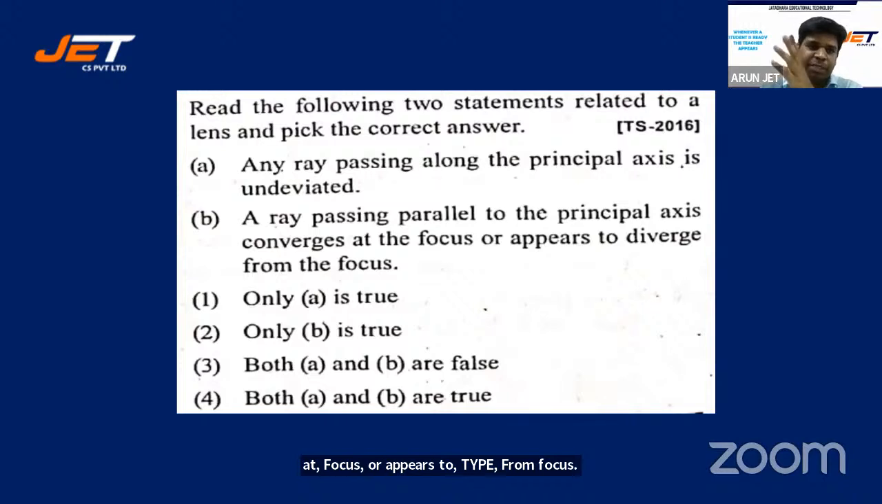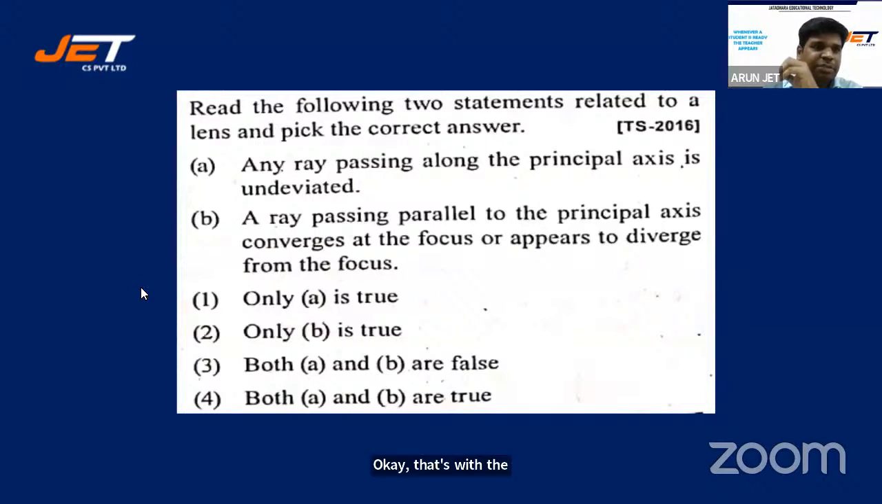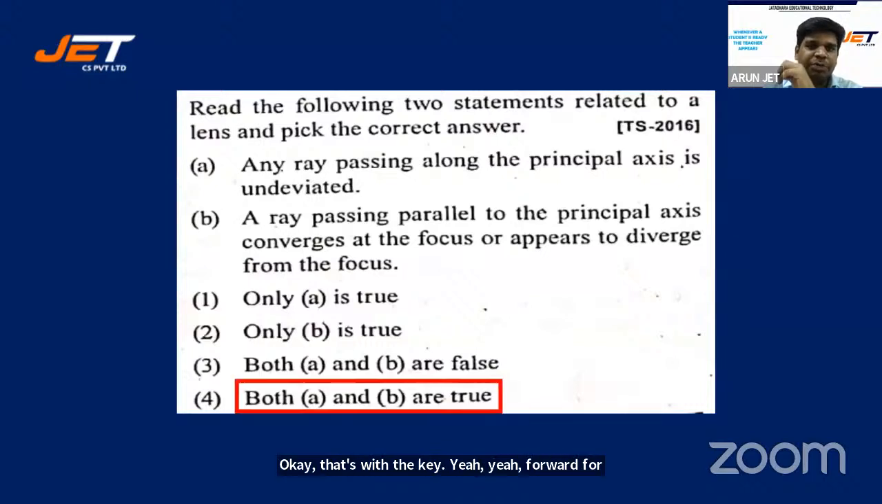So only A is true, only B is true, both A and B are true, both A and B are false. Okay, let's look at the key. Yeah, 4. Consistent response. 4 is absolutely right, students. Both A and B are true.